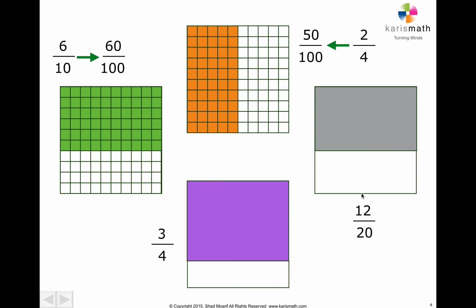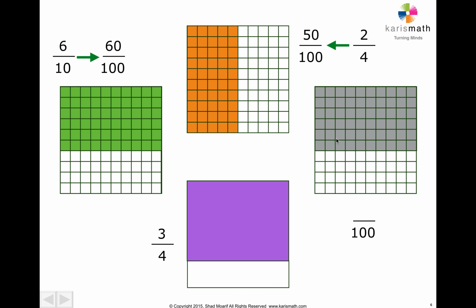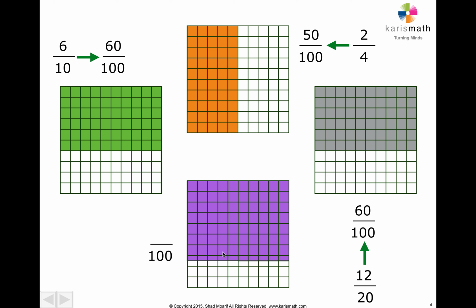12 out of 20. Well, if I break this into 100 parts, then this will actually come to 60 of those parts. So 12 out of 20 is the same as 60 out of 100. And 3/4, if I break this into 100 equal parts, then this would be exactly 75 parts. So that's how we show 3/4. It means it's 75 out of 100.